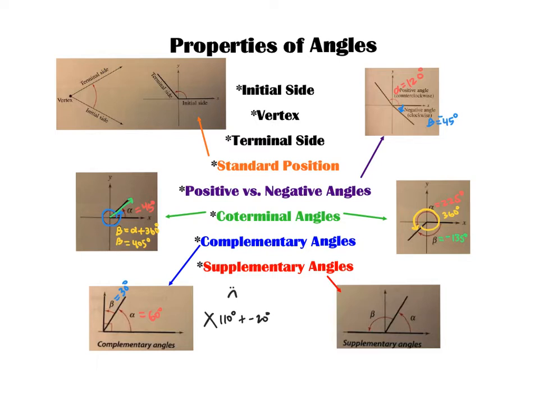Let's talk about supplementary angles. Very similar. Supplementary angles add up to 180, also known as a linear pair. So let's say this is 60 degrees alpha. Then if alpha and beta are supplementary, let me do yellow, it'll show up a little bit better, then beta should be 120.